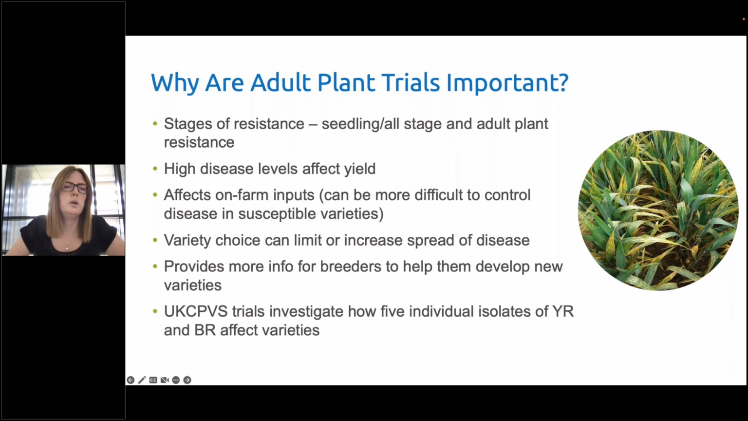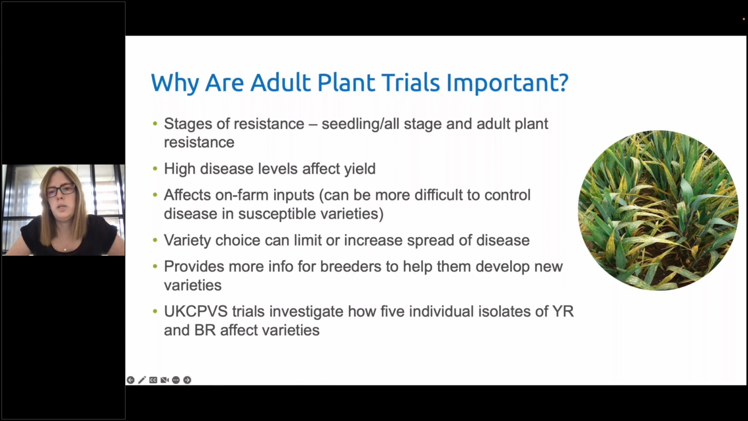And as we all know, high disease levels can affect yield. Using susceptible varieties can affect on-farm inputs, as it's more difficult to control the disease. So variety choice can limit or increase the spread of disease. UKCPVS helps to provide more info to breeders to help them develop new varieties. And as pathogens are constantly evolving, it's important to monitor how individual races and isolates affect varieties.